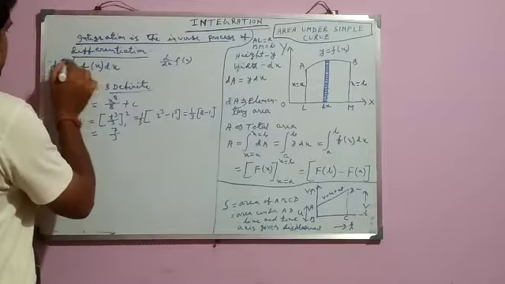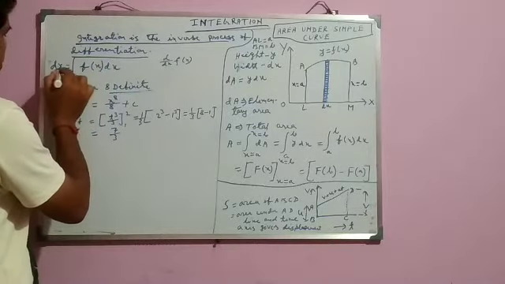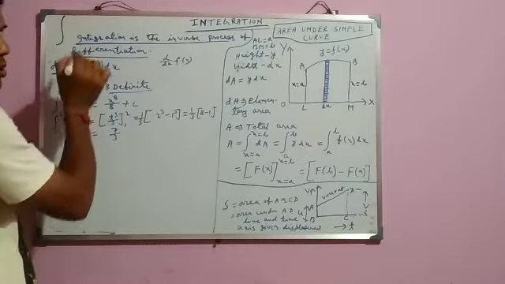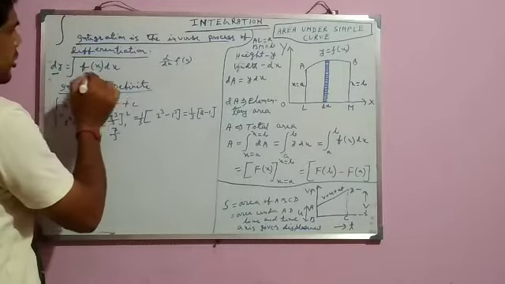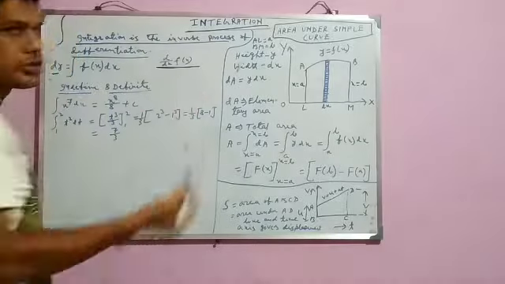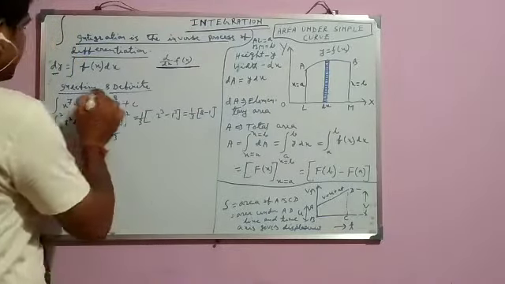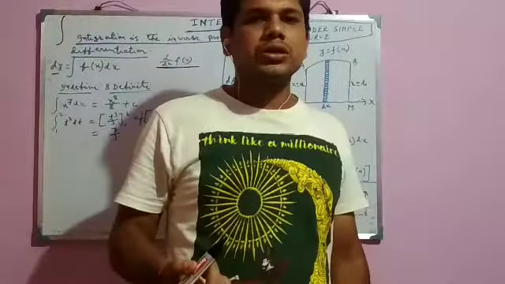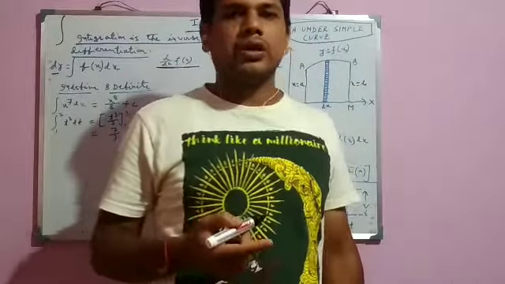In general, integration is denoted like this: y equal to integral f(x) dx. This is the sign of integration, where f is a function of x. Now there are two types of integration. One is called indefinite integration and another is called definite integration.